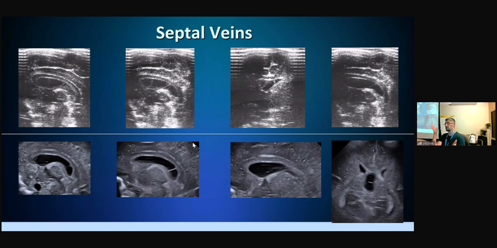The septal veins course along the septum, but when there's a cavum, sometimes they traverse through the cavum, and we can see them. And because the cavum is not communicated with the ventricles, you don't get an infection within the cavum anyway. So these are just septal veins, and they don't have any clinical significance.